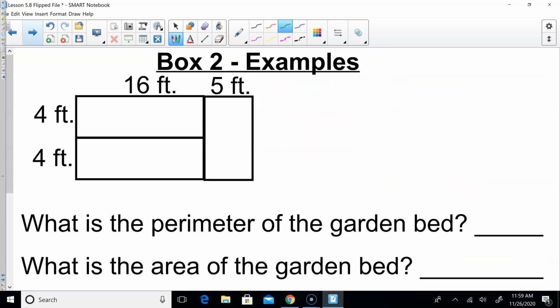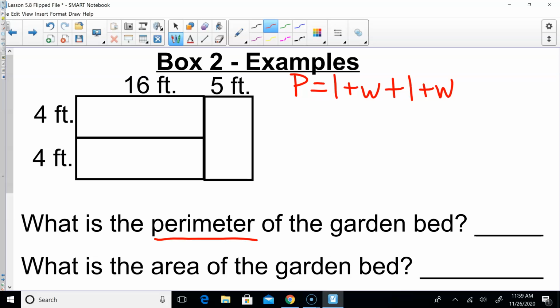Here's another problem here. It says, what is the perimeter of the garden bed? What is the area of the garden bed? So I'm looking at 2 different problems. I'm using that same garden bed. I'm trying to figure out both the area and the perimeter. So let's start off with the perimeter first. We know our perimeter equation equals length plus width plus length plus width.